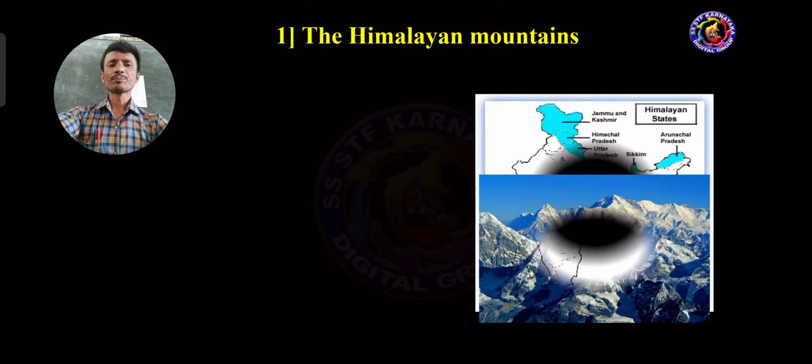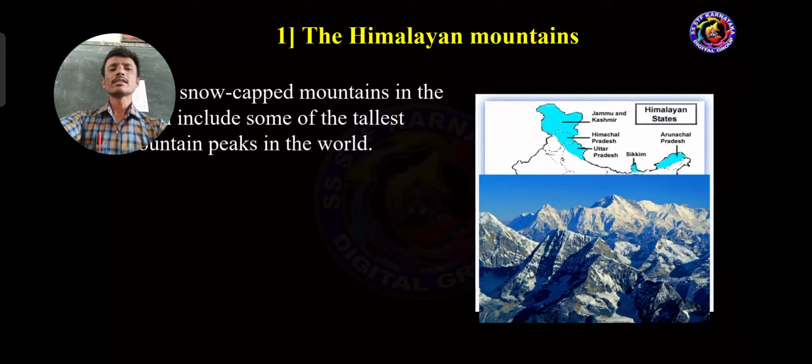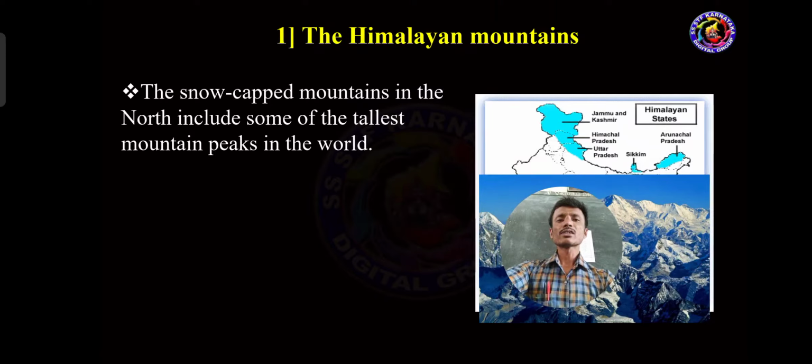Dear students, the first one is the Himalaya mountains. Mainly here, the snow-capped mountains. We consider the Himalaya mountains as snow-capped mountains. What is the meaning of snow-capped mountain? It means covering the top with snow throughout the year. So those are the snow-capped mountains in the northern part.